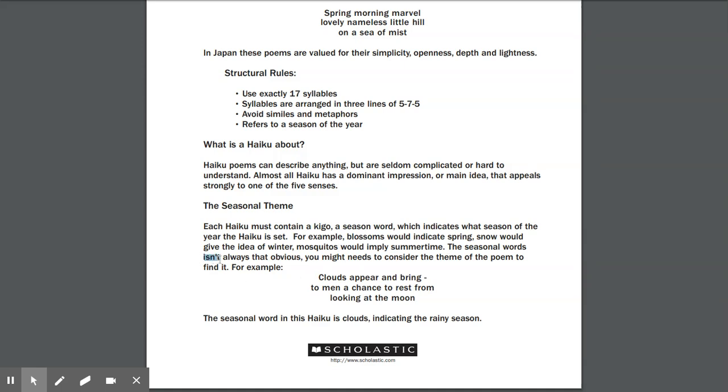The seasonal words, typo, aren't always that obvious. You might need to consider the theme of the poem to find it. For example, let's look at this haiku here. Clouds appear and bring to men a chance to rest from looking at the moon. So, this one is a little bit tricky. What is the kigo? What is the season word? What season is this poet describing? It says the seasonal word in this haiku is clouds, indicating the rainy season. So the kigo, the seasonal word, is not always going to be that obvious.